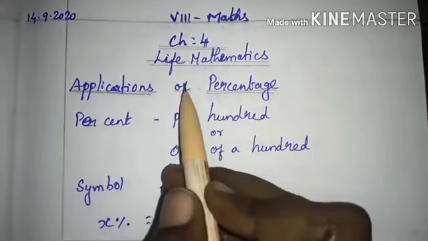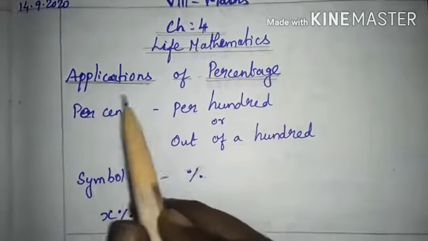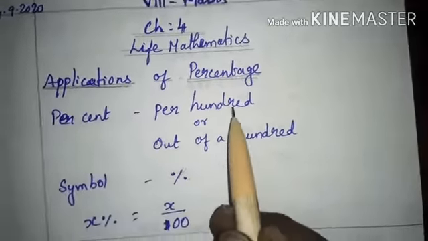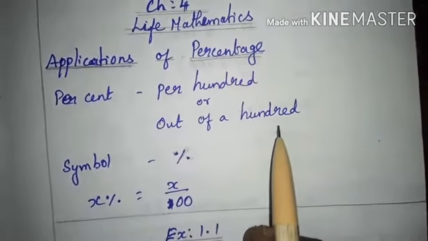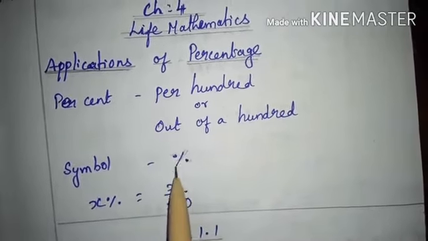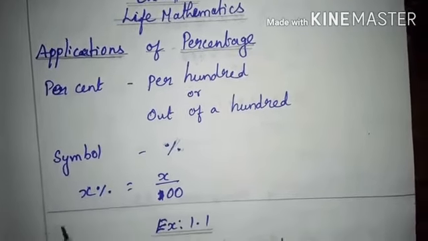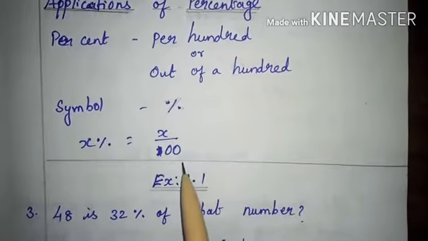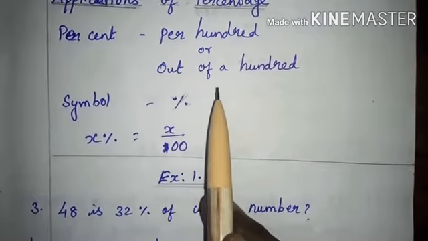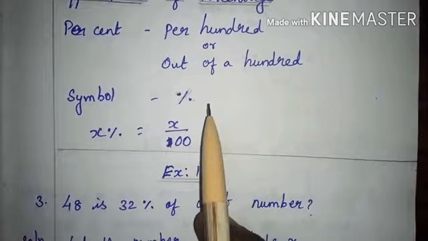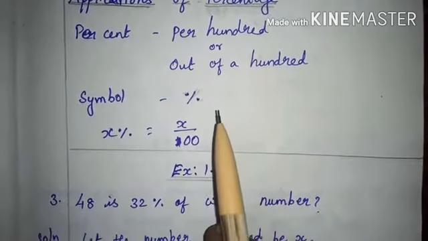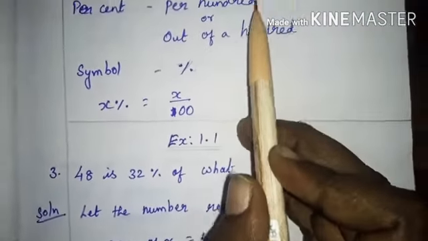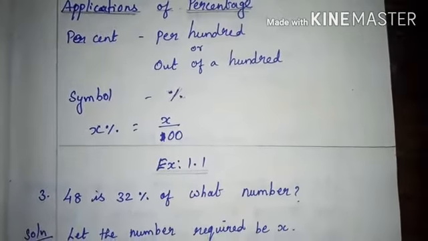In this chapter, first we are going to learn about the applications of percentage. We know that percent means per 100 or out of 100. It is denoted by the symbol %. If x% is given, then we denote it as a fraction, x by 100. This application of percentage is very useful in comparing quantities easily. Now let's see some sums using the application of percentage from exercise 1.1.